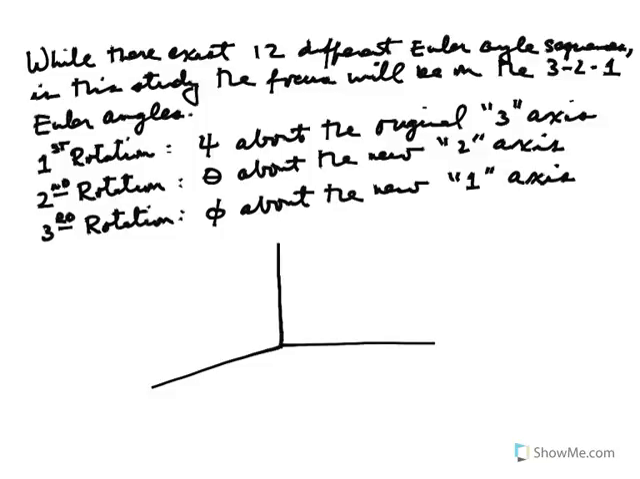So now here's how this works. We will start this way. Here's the original orientation of the body, frame A. It's aligned with frame A. I'm going to call these 3 directions E1, E2, and E3. E1, E2, E3 is going to be fixed in frame A.